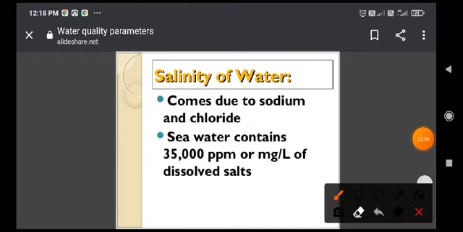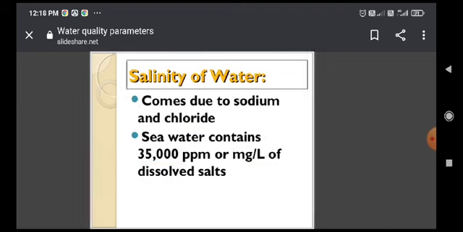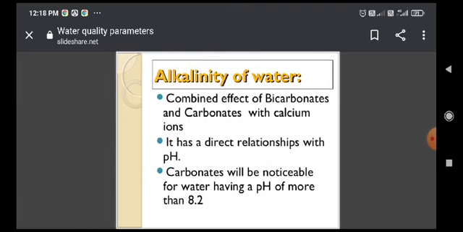What about the salinity of water? As we know, it consists of sodium as well as chlorides. When both are present in the water, they are responsible for forming the salinity of water. Seawater consists of 35,000 ppm or mg per liter of dissolved salt. That's why we are not able to use such saline water.